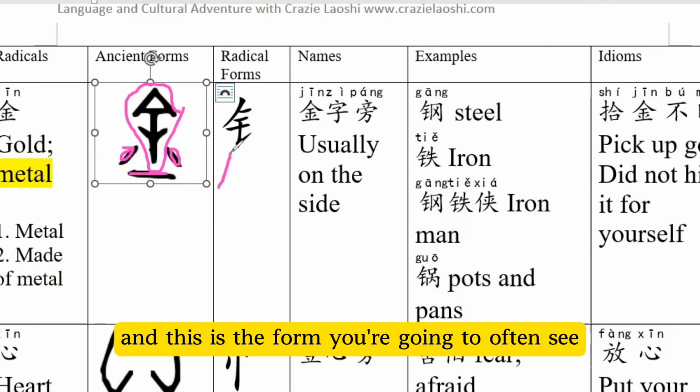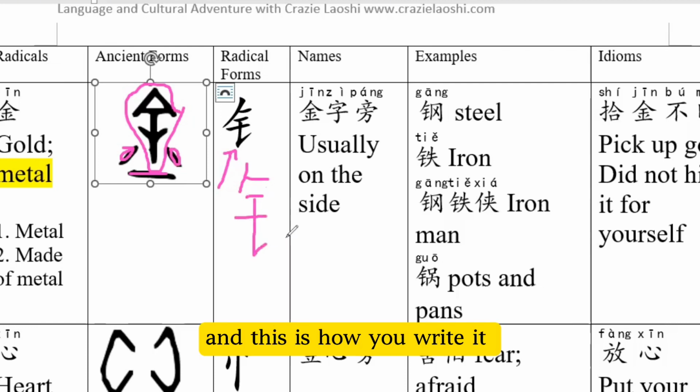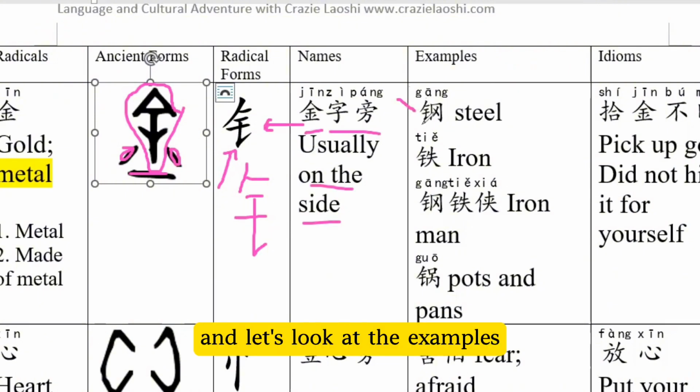And this is the form you're going to often see, okay? When you see this, immediately associate it with 金 gold, okay? And this is how you write it. And you call it 金字旁. And let's look at the examples.